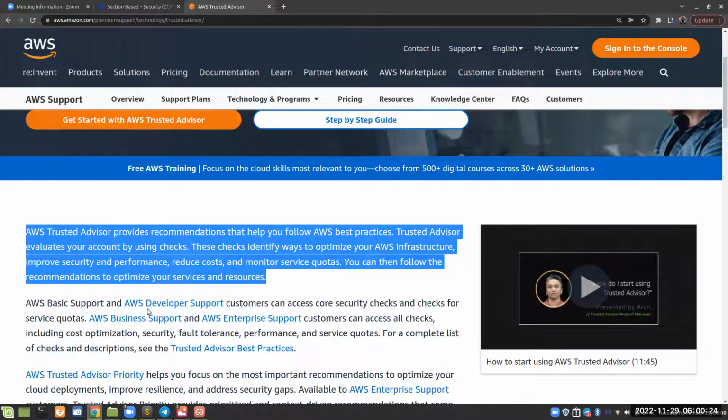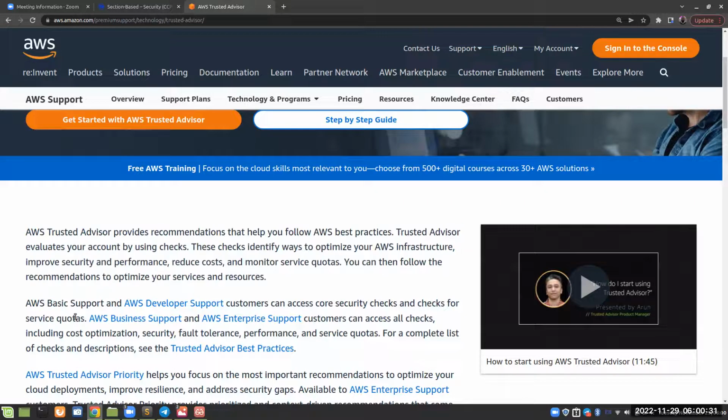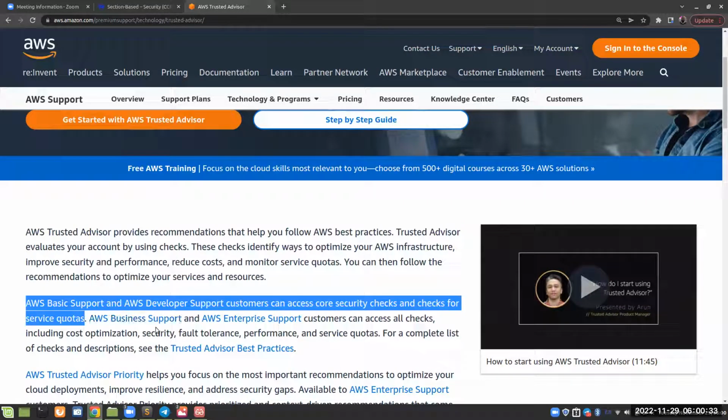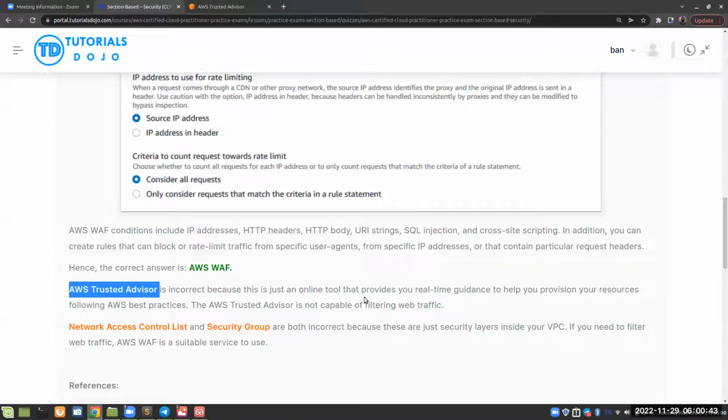AWS Basic Support and AWS Developer Support customers can only access core security checks and checks for service quotas, you see. But then Business Support and AWS Enterprise can access all checks. So that's what Trusted Advisor does. It's an online tool that provides you real-time guidance to help you provision your resources following best practices.